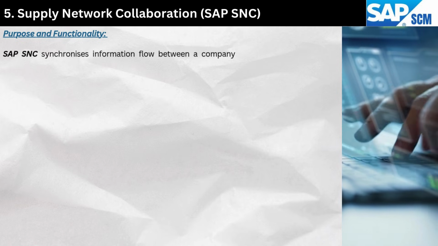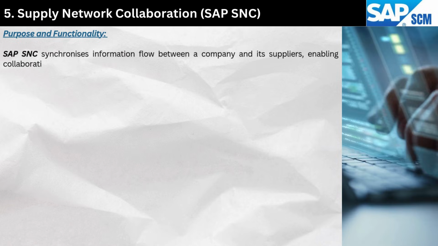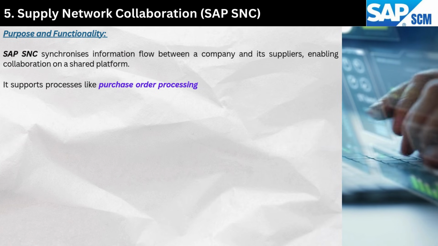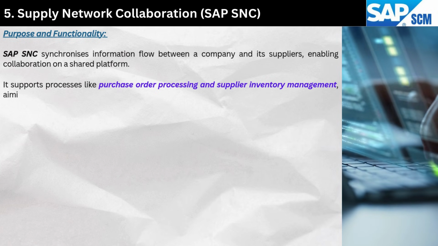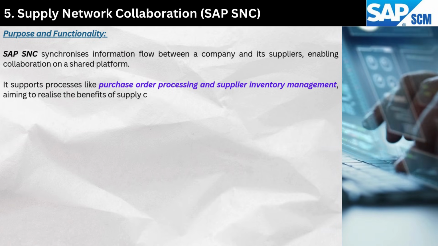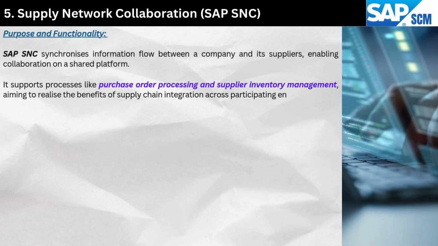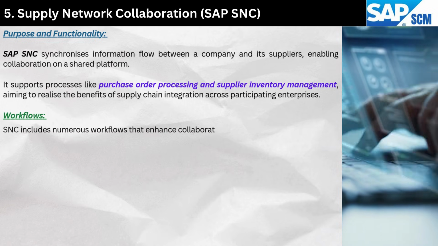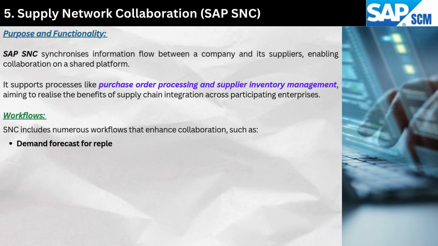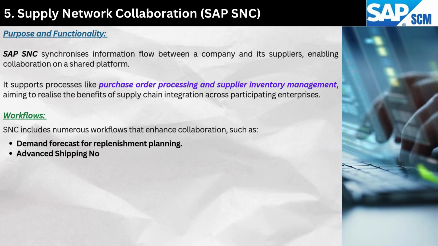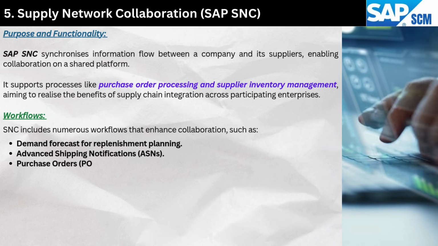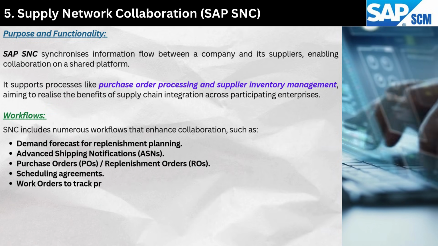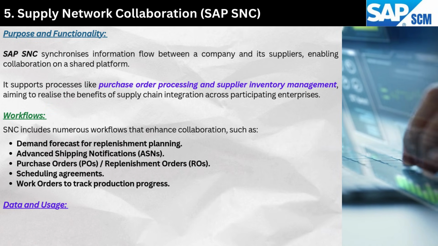Purpose and functionality. SAP SNC synchronizes information flow between a company and its suppliers, enabling collaboration on a shared platform. It supports processes like purchase order processing and supplier inventory management, aiming to realize the benefits of supply chain integration across participating enterprises. Workflows. SNC includes numerous workflows that enhance collaboration, such as demand forecast for replenishment planning, advanced shipping notifications, ASNs, purchase orders, POs/replenishment orders, ROs, scheduling agreements, work orders to track production progress.